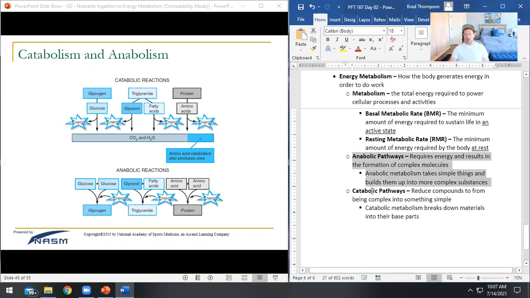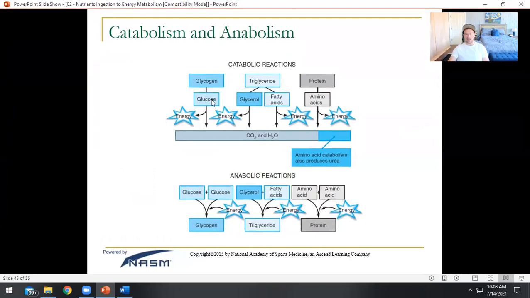Catabolic processes actually release energy, right? They reduce compounds into something a little bit simpler, so they break down materials into their base parts. If you look here, glycogen gets broken down into glucose and energy. That is a catabolic reaction. Triglycerides get broken down into glycerol and fatty acids. That is a catabolic reaction. Protein gets broken down into amino acids. That is also a catabolic reaction. But there's also some byproduct associated with this one, which is your urea, which is what makes your pee smell.